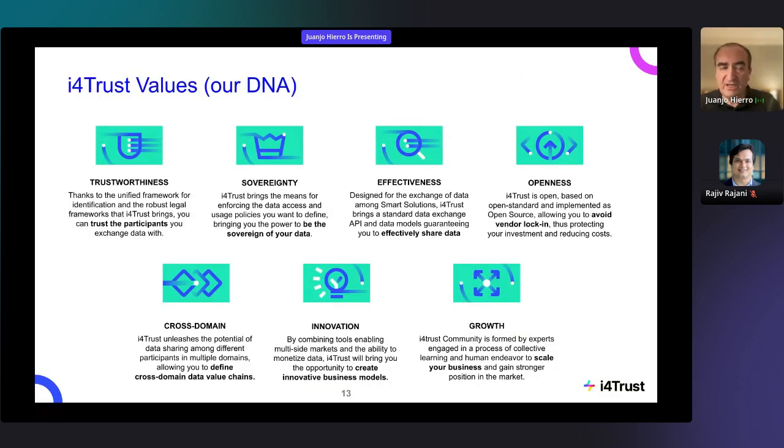This is a summary of the i4Trust values, our DNA: trustworthiness, sovereignty, effectiveness in the data exchange, openness, because we really wish to provide a framework that allows you to avoid any sort of vendor lock-in, the general purpose aspect, so the ability to really create data spaces that work cross-domain, and with the intent to support innovation and growth.